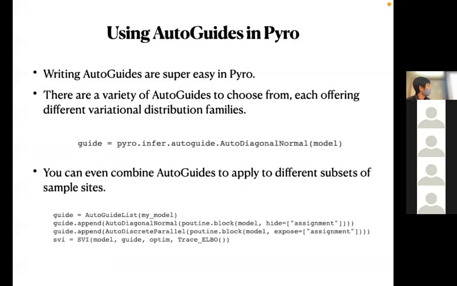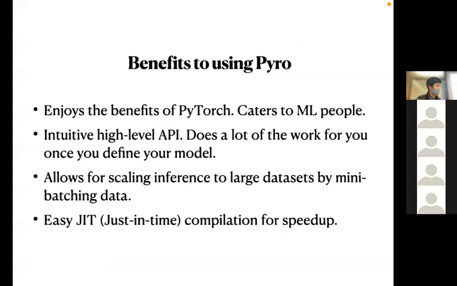All right, so just to wrap it up, I'm going to talk about the general benefits of using Pyro specifically. It enjoys the benefits of PyTorch, which is super mature, constantly being improved, and caters to people who are already in the machine learning space. It has an intuitive high-level API, and it does a lot of the work for you. The stuff we're defining is almost one-to-one with, it's almost like you're writing LaTeX code for your graphical model. It's very similar to that.